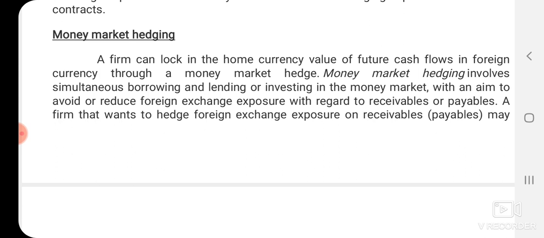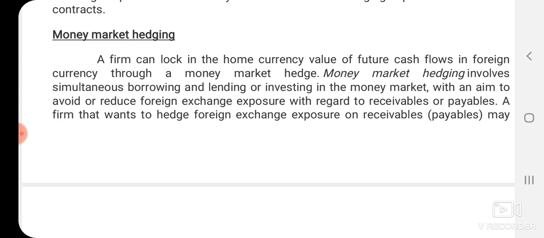Money market hedging is also a technique for hedging foreign exchange risk. By using this, they reduce their risk. Other components include treasury bills. A firm can lock in the home currency value of future cash flows, inflows or outflows in the foreign currency, through a money market hedge.